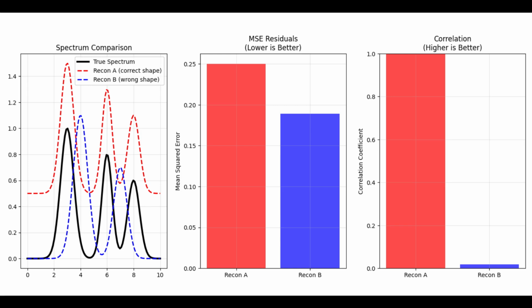Correlation favors correct shape. Takeaway: correlation is the right choice when we want to compare patterns, even if baseline or intensity scaling varies. Let's extend this.